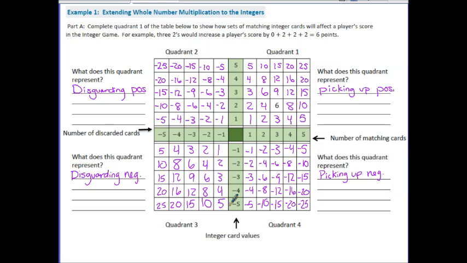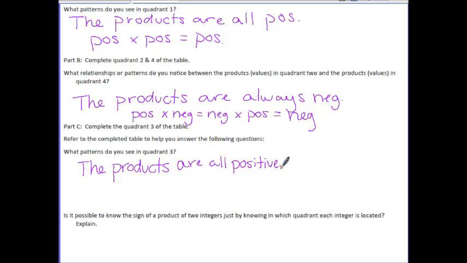And in each case, every time we discard a negative, we know that that's going to increase the score. So all of our answers here were positive. So the final question here is: is it possible to know the sign of a product of two integers just by knowing which quadrant the integer is located?